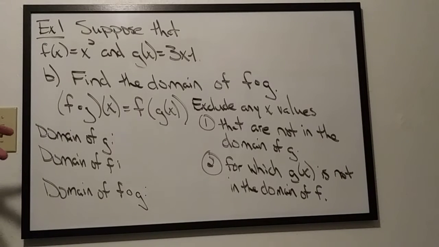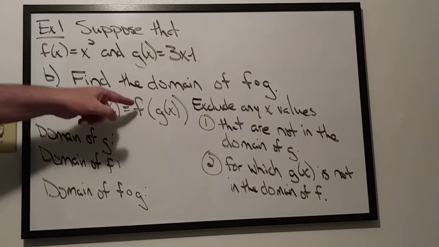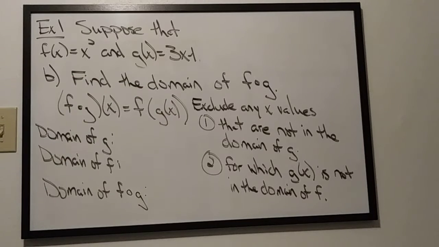So now that we know what this f composed with g is for this particular problem, there are many different things that we can ask about f composed with g. So for part B, the question is, find the domain of that function f composed with g. Now, remember once again from our definition, f composed with g of x is f of g of x.